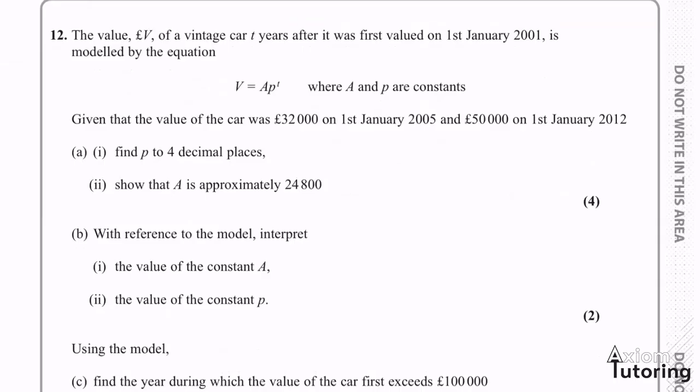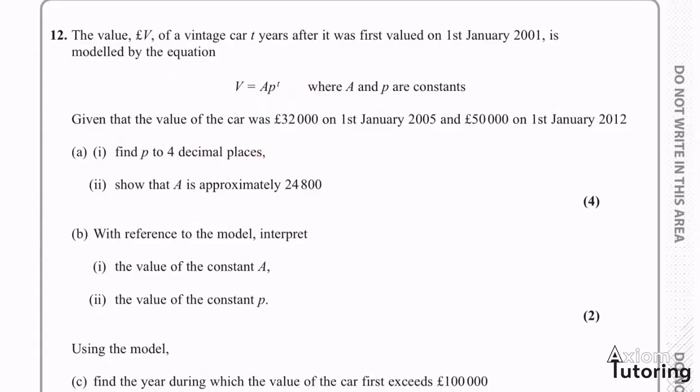So the value V pounds of a vintage car T years after it was first valued on the 1st of January 2001 is modelled by the following equation here, where A and P are constants, and we have V and T as our variables. Given that the value of the car was £32,000 on the 1st of January 2005 and £50,000 on the 1st of January 2012, find P to 4 decimal places.